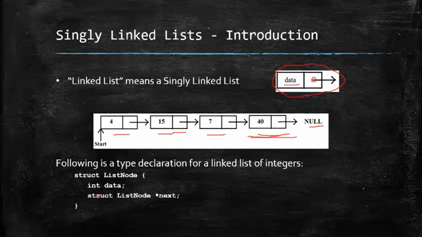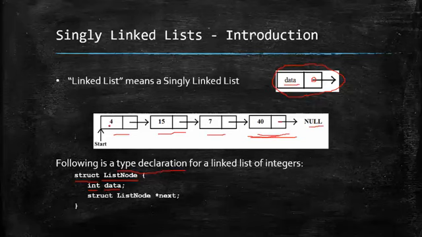And here comes a small type declaration of the node that we have just seen. This is a node element, and we are calling this node list node, and we have declared it as a structure in C language. This particular list node structure contains a variable called data, which is of type int, representing that this data will be of integer values.